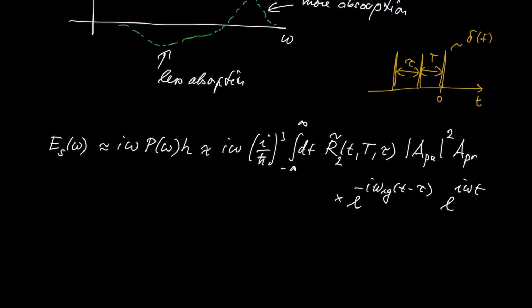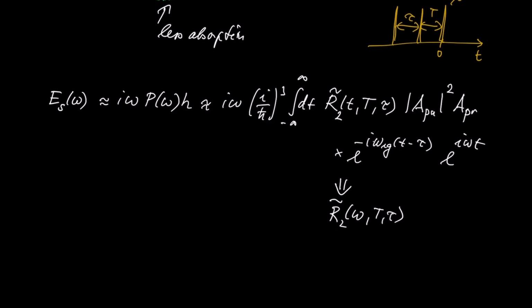And otherwise, we can see that everything else is exponentials. So we will write this using the R2 Fourier transformed. That's what we mark here by the omega dependence. And this whole thing will be basically nothing but the nonlinear variant of the susceptibility. Actually, to be completely clear about what's going on here, we should be a little bit more precise. There will be omega minus omega_eg here, and then T and tau.